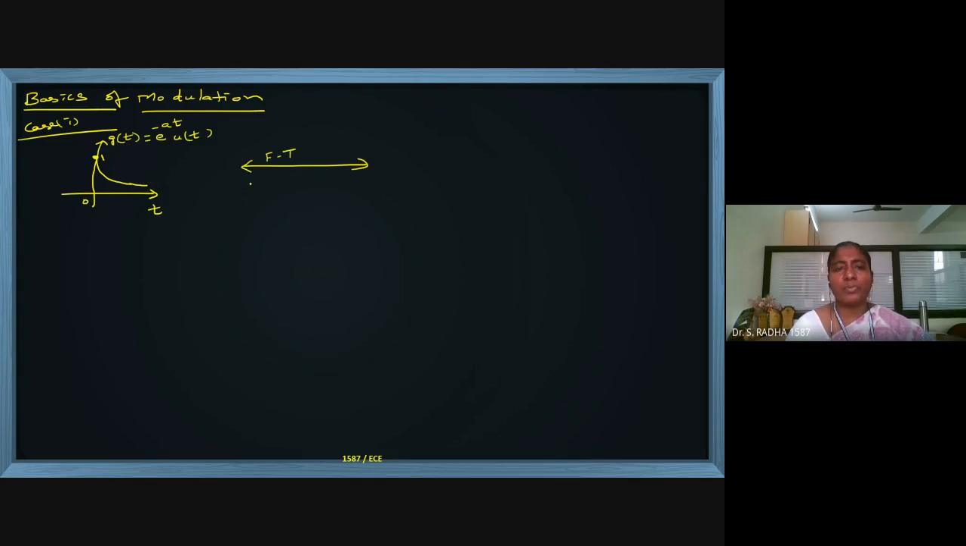If you apply the Fourier transform for this, what is the formula? In the frequency domain we write g of f, and it is equal to the integration of g of t e power minus j omega t dt, from minus infinity to plus infinity. You studied this in mathematics, and it will be repeated in signals and systems, which you are going to do this semester. If you use this formula, the diagram for g of f will come something like this.